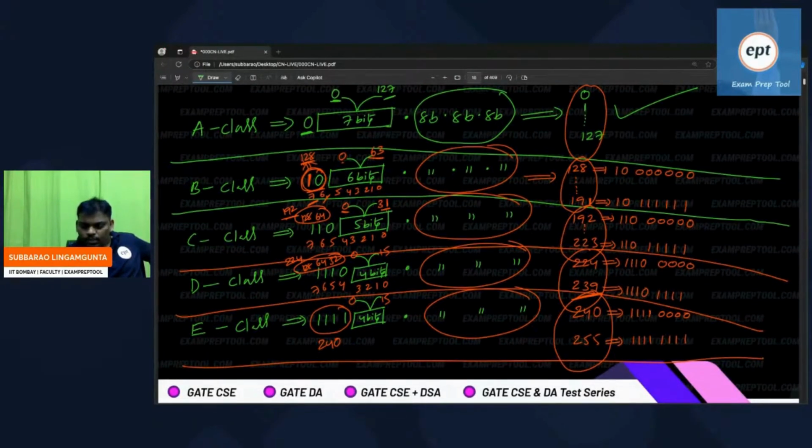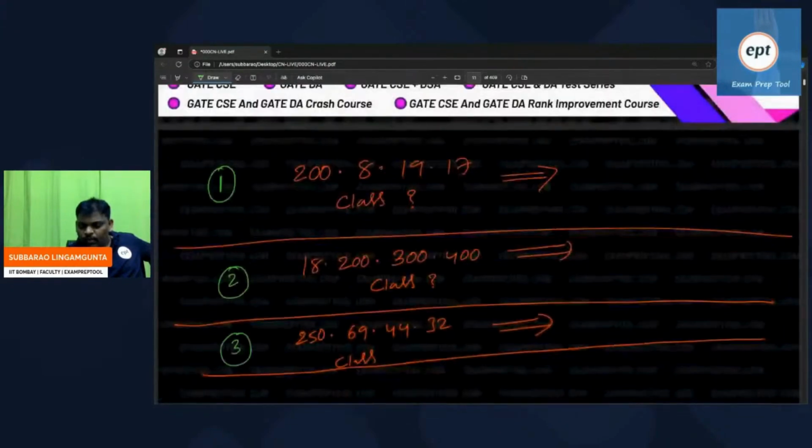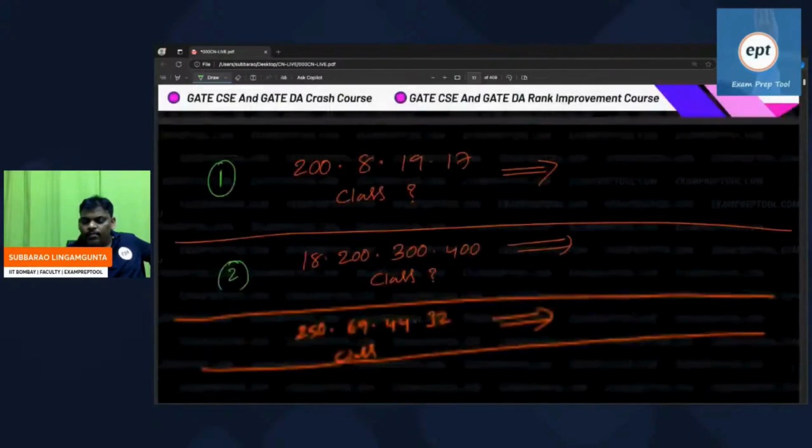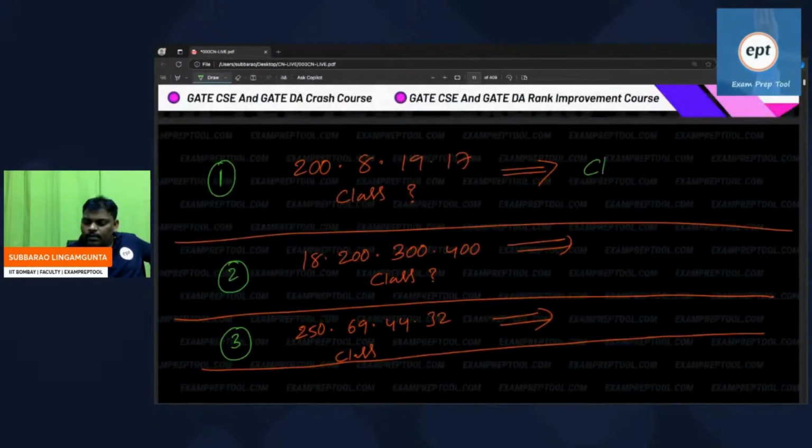I think for the first one you have to see the first octet. First octet is 200. The class C range is 192 to 223, and 200 falls somewhere here. So it is class C. Perfect. Can anyone help me now?